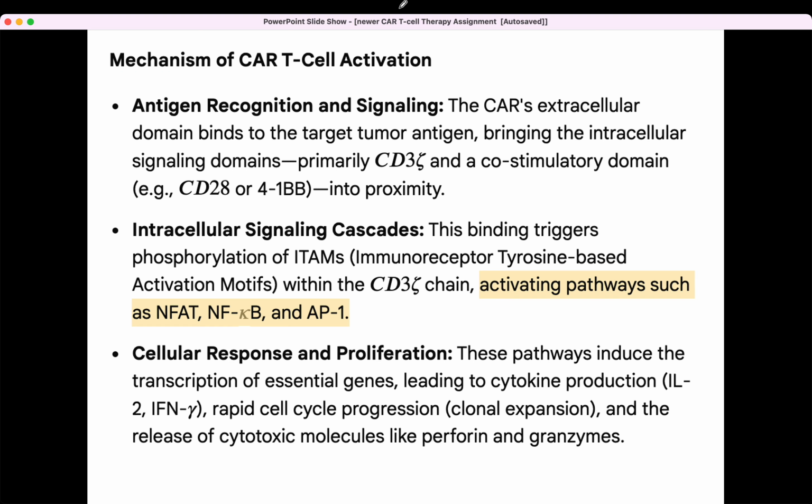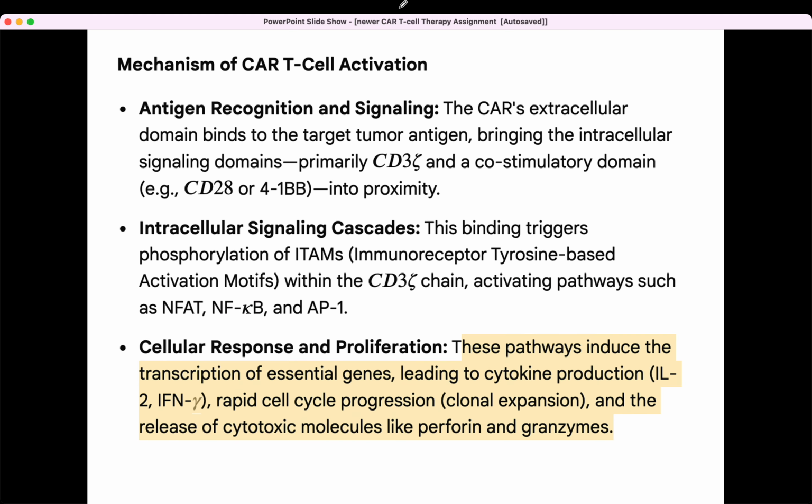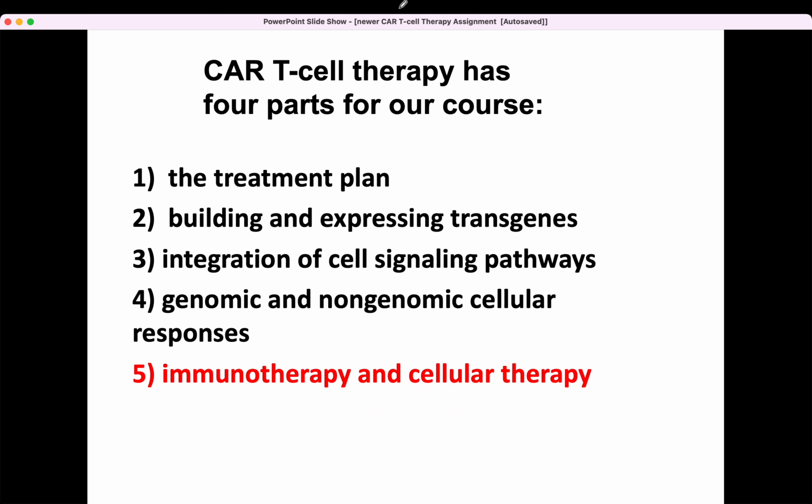Okay, so great, and this is just listing pathways to transcription factor activation. And these pathways induce transcription of essential genes, leading to cytokine production, rapid cell cycle expansion and progress, and release of cytotoxic molecules like that. So let's just do more of that and get ready. And that's that. And I'm not asking you to draw a picture of it, but it'd be really good to learn that list. And if you wanted to incorporate it into a picture, great.